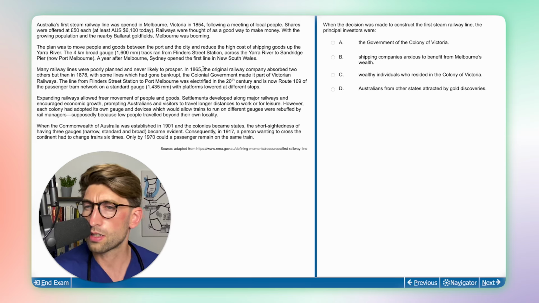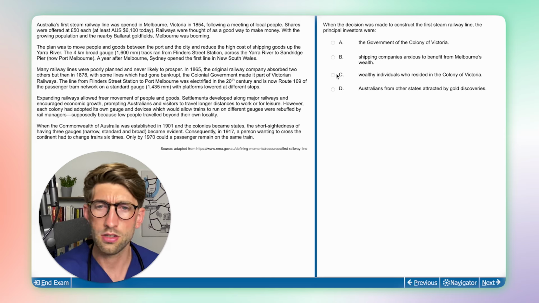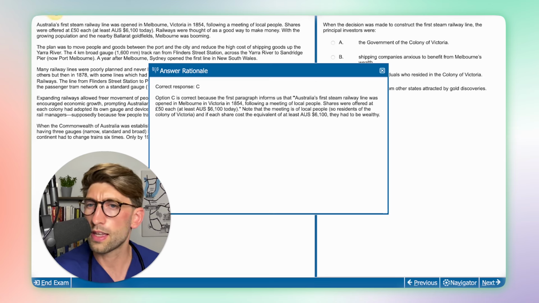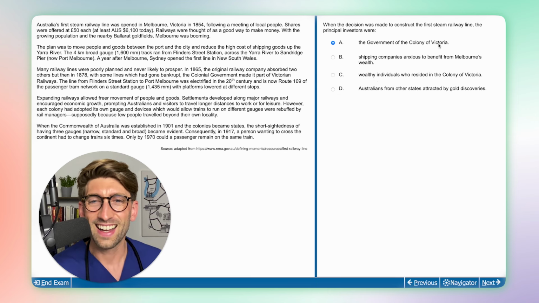Okay, here we go. It says the original railway absorbed two others, as some lines had gone bankrupt. So the colonial government made it part of Victorian railways. So maybe that's what they mean. I don't see any of the big ones that suggest investors. So I'm going to go with this one: wealthy individuals who resided in the colony of Victoria. Okay, let's see what it says. C. Okay, perfect. Oh, you know what? I've got that right by fluke. I meant to go for this one.